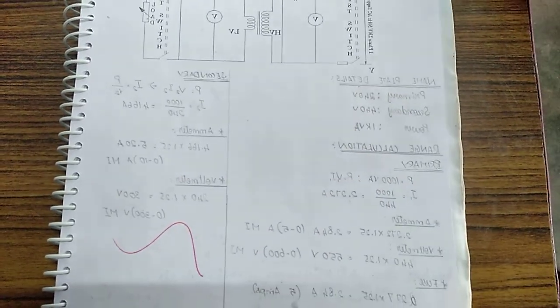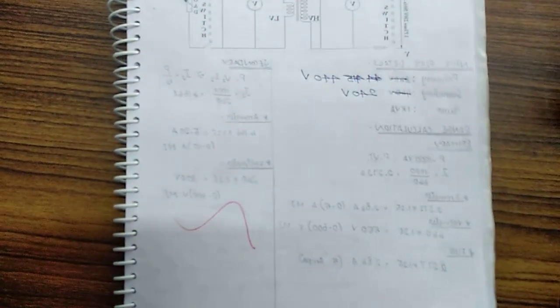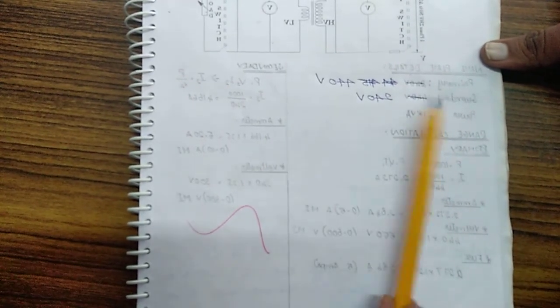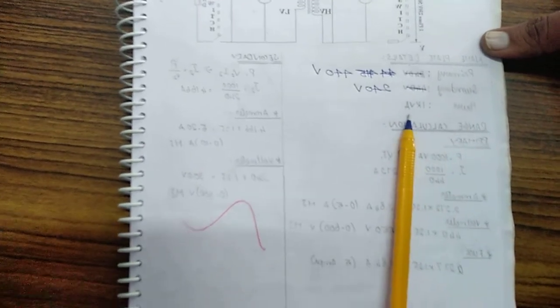Based upon that, you have primary voltage 440 and secondary voltage 240. You just consider this. Power is 1 kVA.